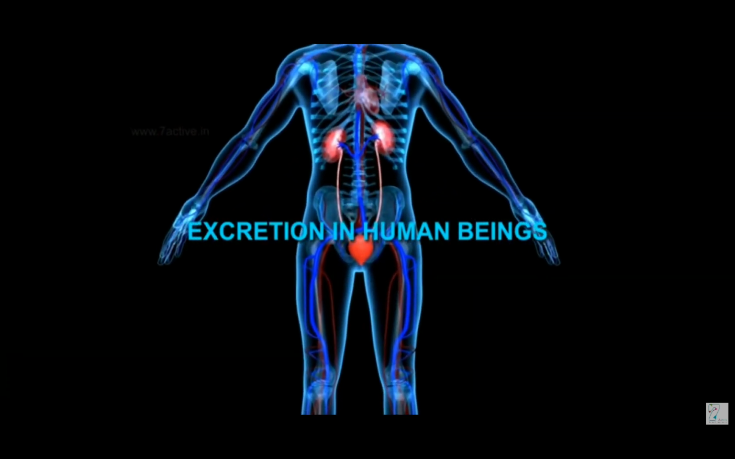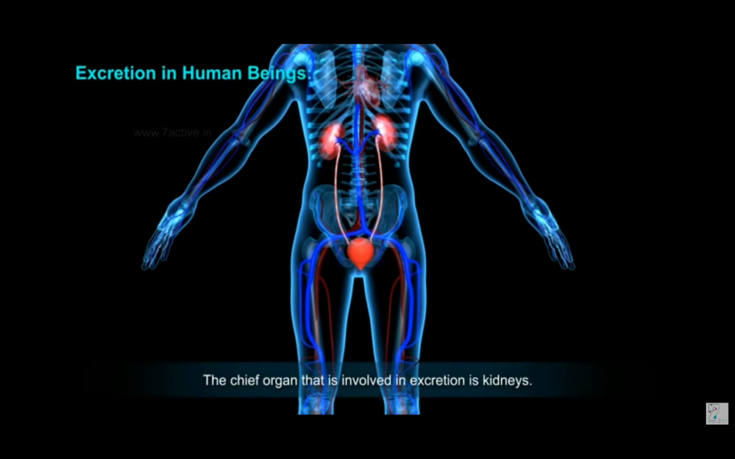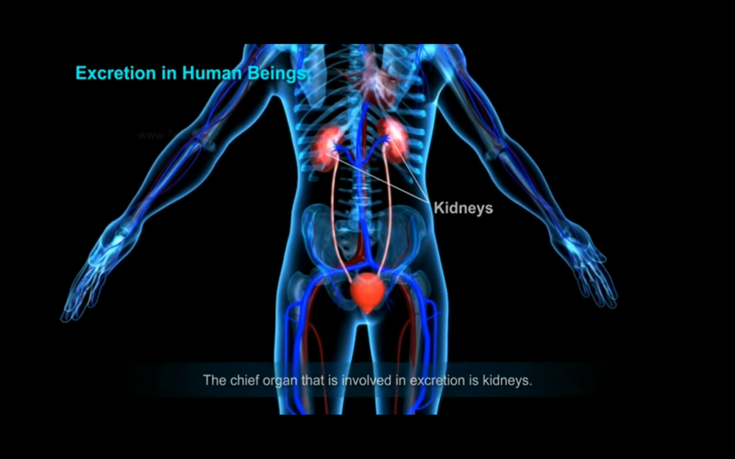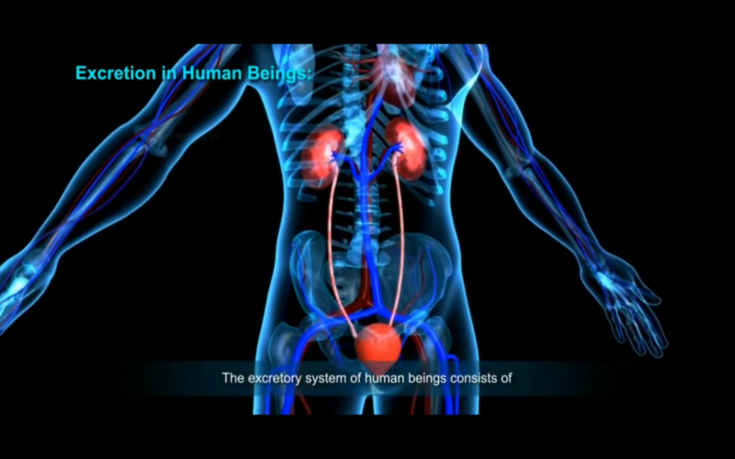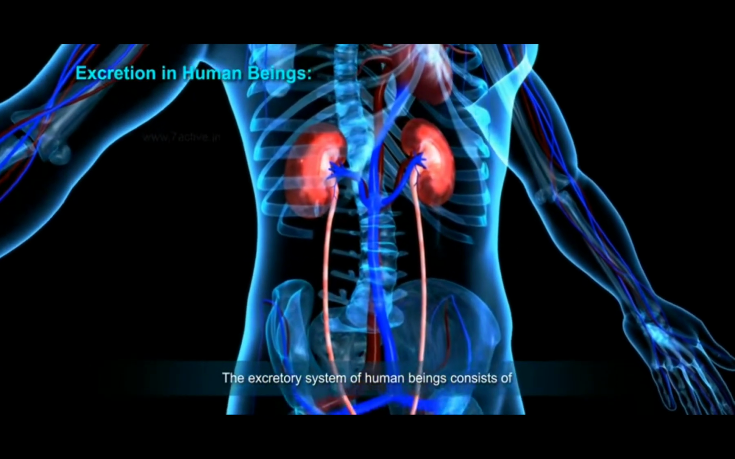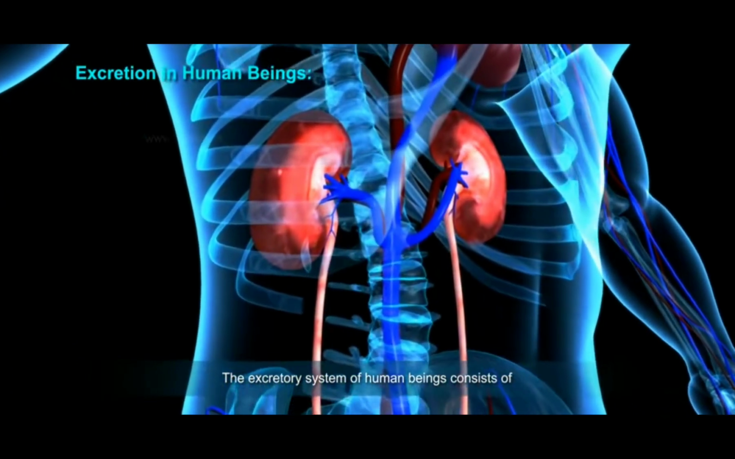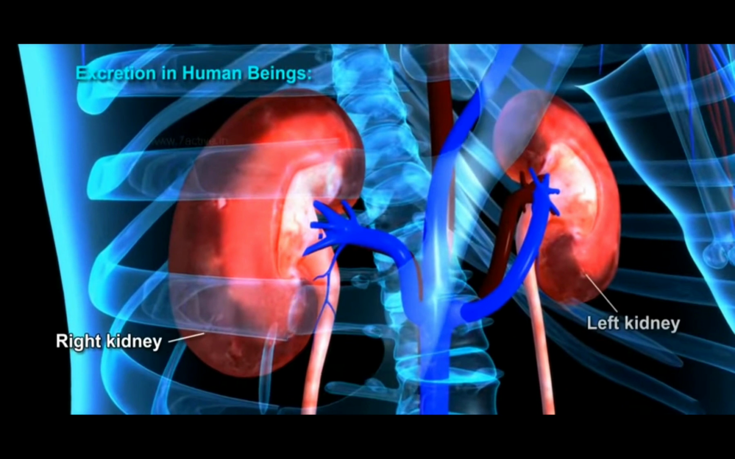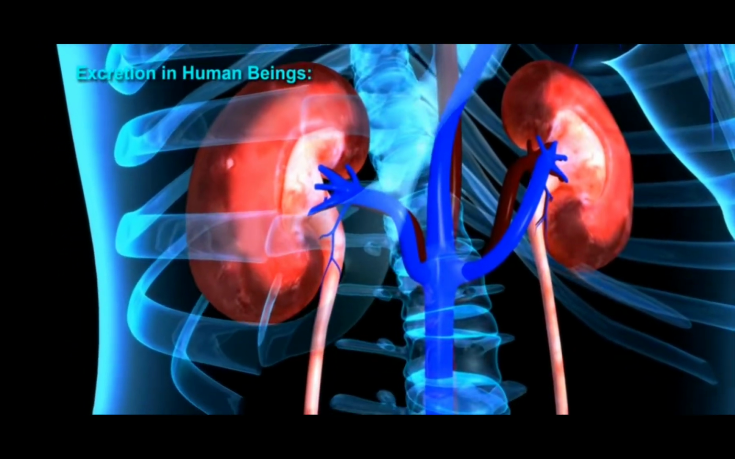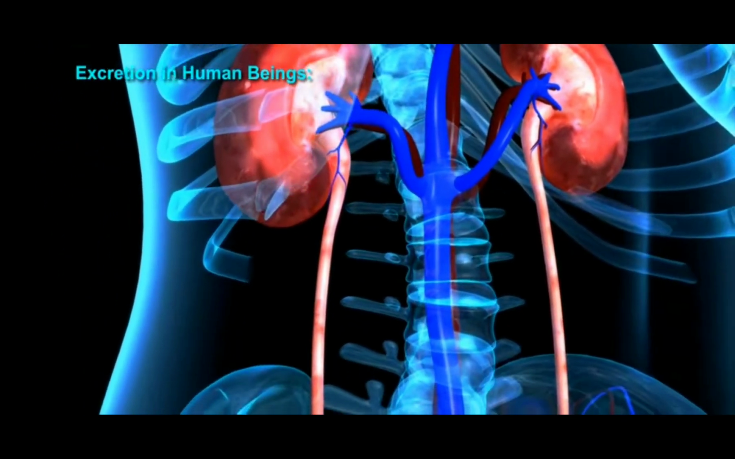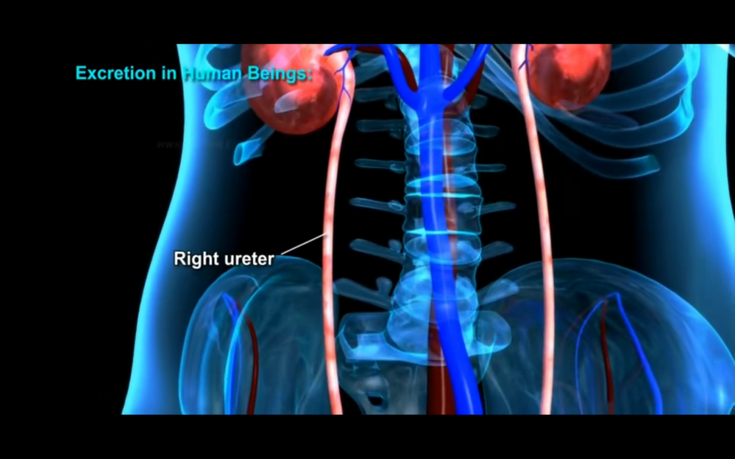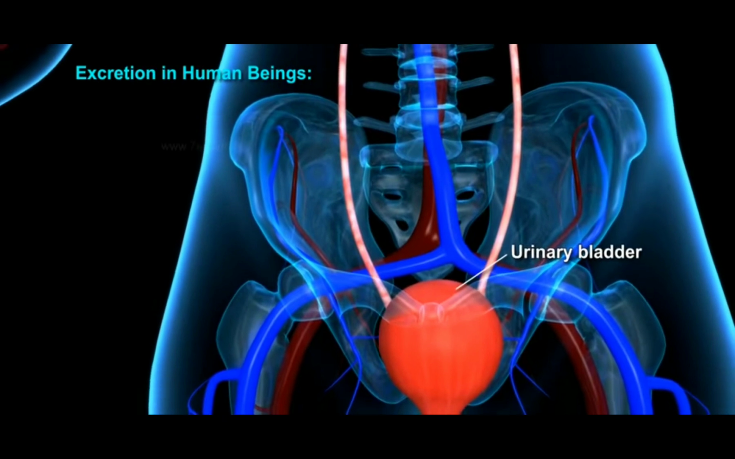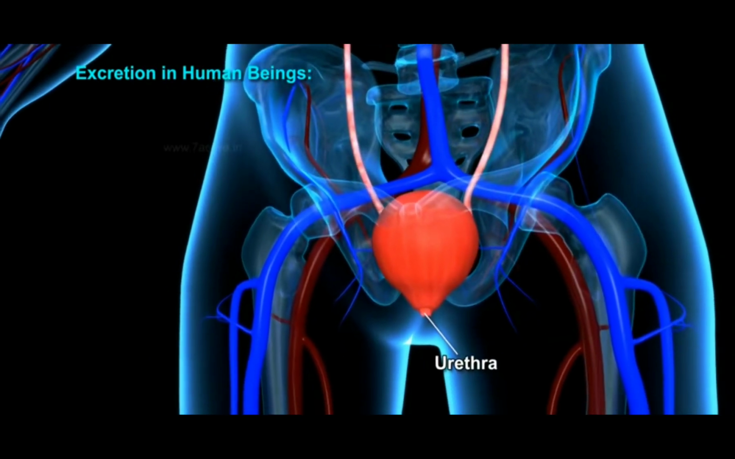Excretion in human beings. The chief organ that is involved in excretion is the kidneys. The excretory system of human beings consists of: 1. A pair of kidneys, right kidney and left kidney. 2. A pair of ureters, right ureter and left ureter. 3. A urinary bladder. 4. A urethra.